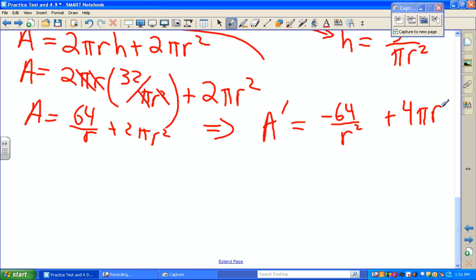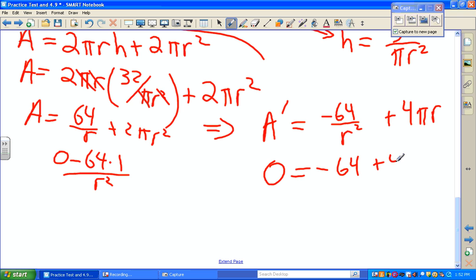Now we're still maximizing and minimizing, so we're going to set it equal to 0, aren't we? And I think I'll multiply everything by R squared, just to get rid of the denominator. Where's the negative 64 on our R squared? Oh, I did the quotient rule really quick: 0 minus 64 times 1, all over R squared, the derivative. Okay, so I have negative 64 plus 4 pi R cubed.